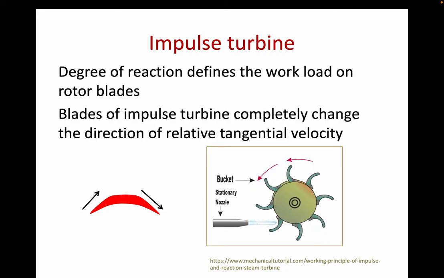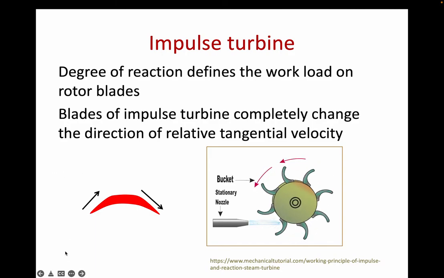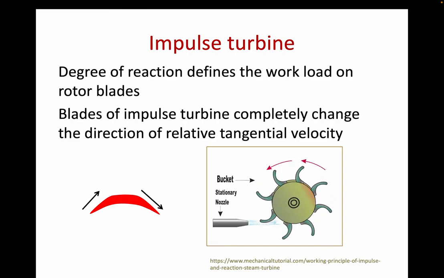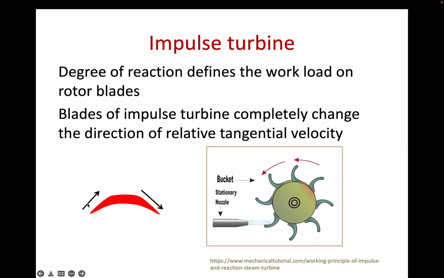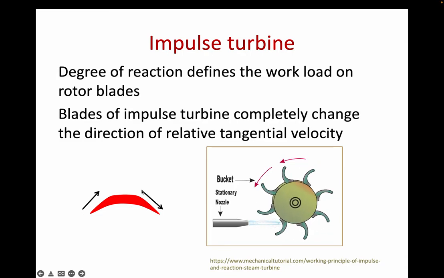So the blade of the impulse turbine, you can see it basically turns the flow such that in the axial direction the velocity remains as it is. But if you just take the tangential direction, like if you see, the tangential direction of this arrow would be upwards, whereas the tangential direction of this arrow would be downwards.